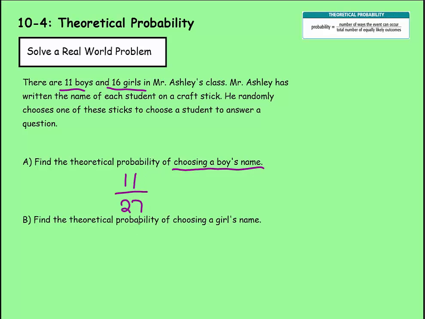Now we need to find the theoretical probability of choosing a girl's name. Total number of outcomes remains the same. There's 27 sticks with boys and girls, but the event we're looking for this time would be 16. You could tell that these ones are complements because 11 over 27 plus 16 over 27 would equal 27 over 27, which is 100%, meaning that it's a 100% chance that he's going to pick a boy or a girl when he picks those sticks.